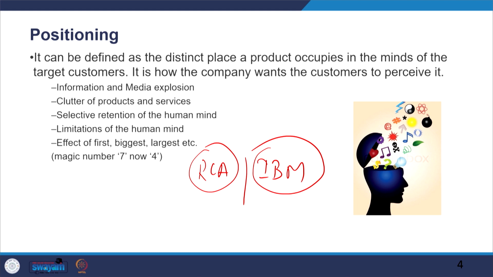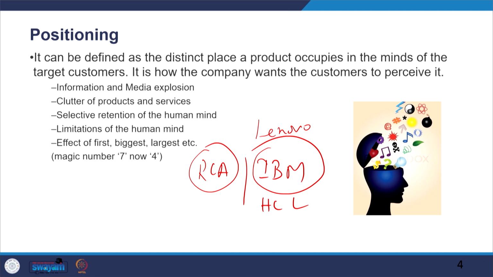So, selective retention is something, although IBM today is not in the manufacturing business of computers, right, but it is still into consulting and all. But companies like Lenovo, or let us say HCL, anything, they are all into the computer business. Similarly, the human mind has some limitations.